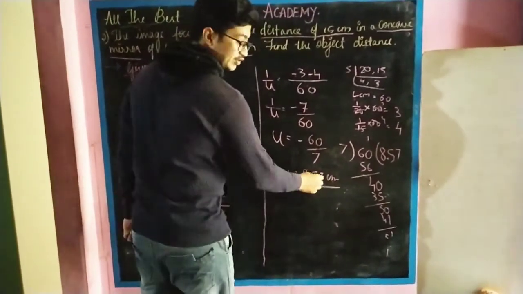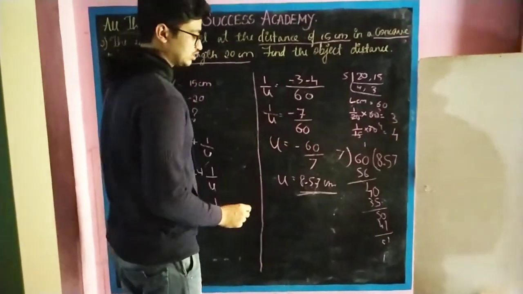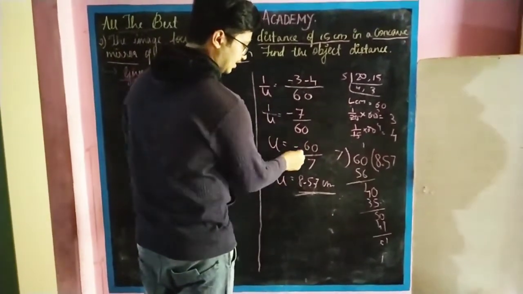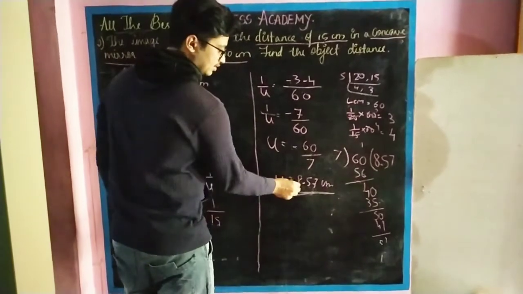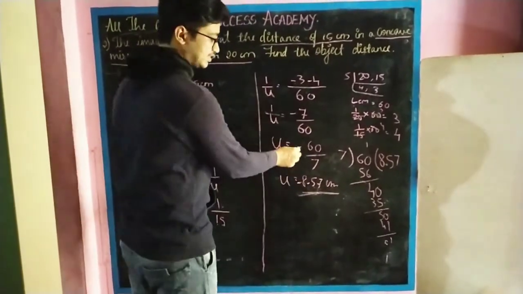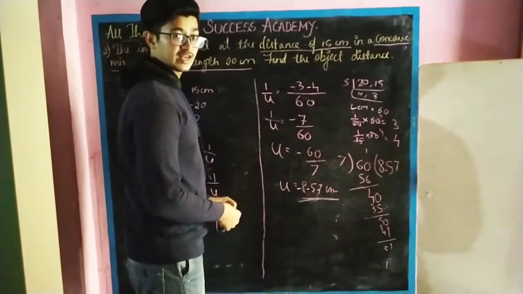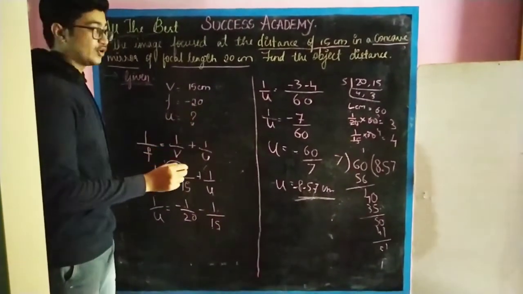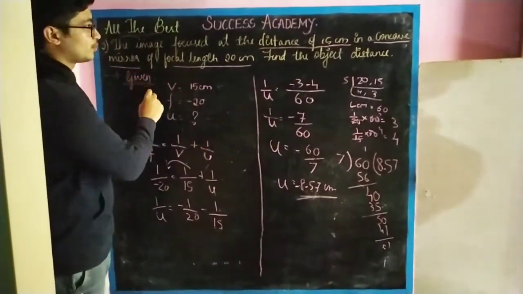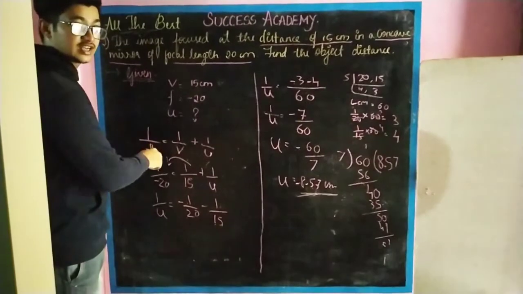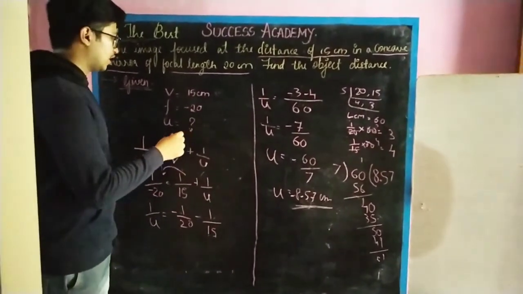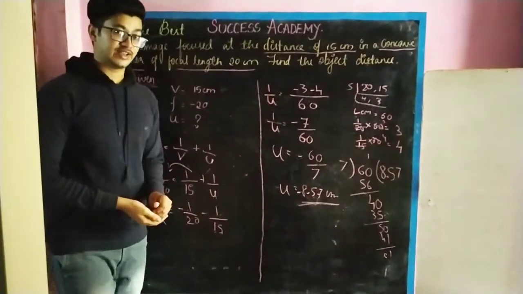Okay friends, 8.57 units. What unit they have given? You have to mention the unit. It is minus here, minus 8.57. Sign is also important friends, so be careful. And sign convention is also important. When a concave mirror is given, we have to take focal length as negative, and when a convex lens is given, we have to take object distance as negative.